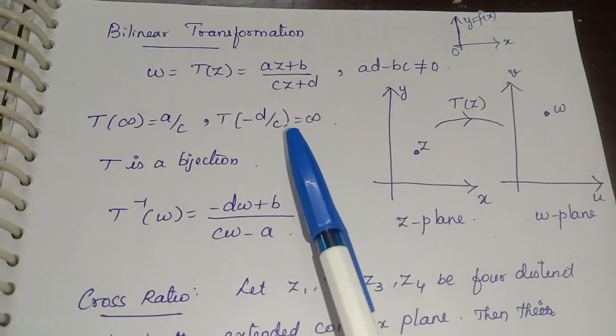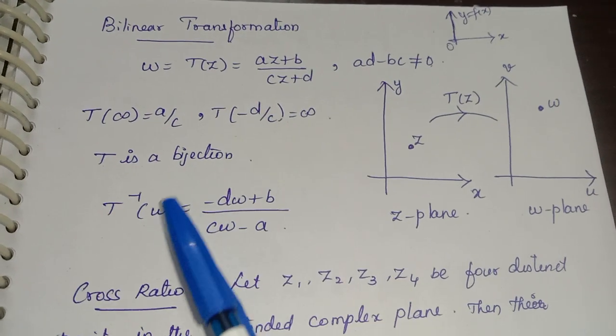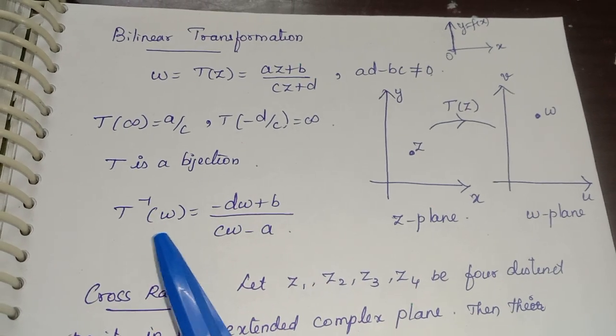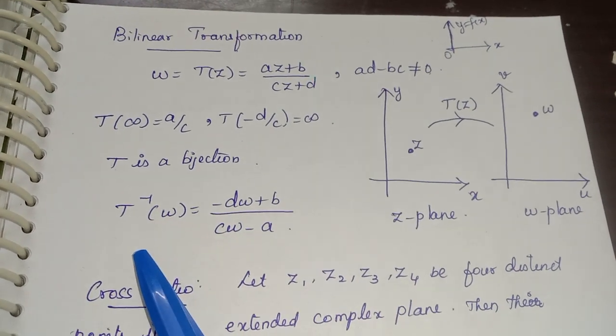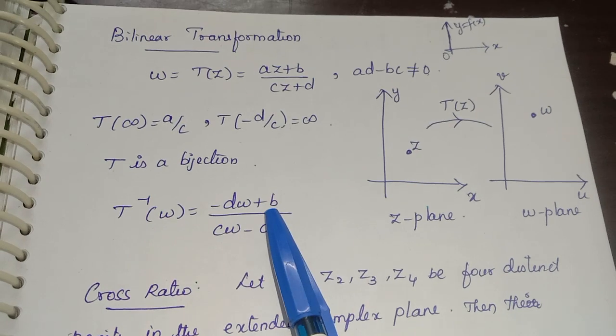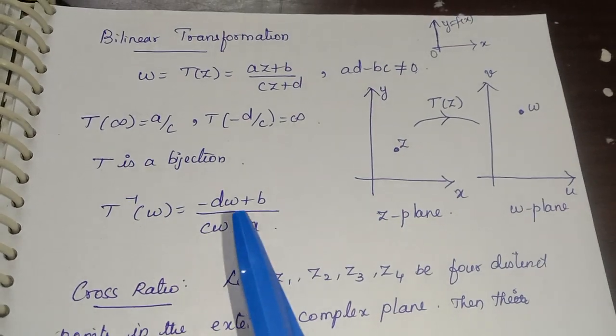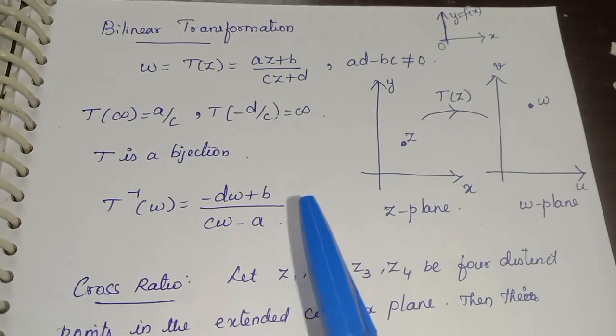And so whenever you have a mapping and it is a bijection, its inverse definitely exists. Okay, so the inverse of this bilinear transformation is given by T inverse of w equal to (minus dw plus b) by (cw minus a). So this is the definition of bilinear transformation.